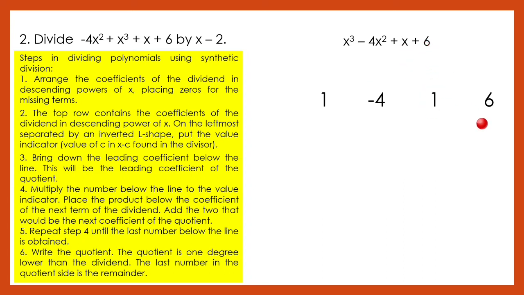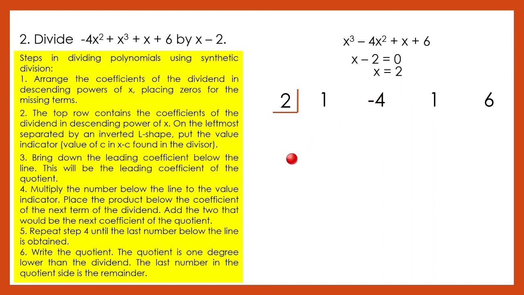Ano naman yung ilalagay natin dito sa left side? Yung value indicator natin, so meron tayong x minus 2. Ang value indicator natin is 2. Para mas madaling makuha, equate natin sa 0. X minus 2 equals 0. Then, transpose: x equals 2. So, from negative, naging positive.